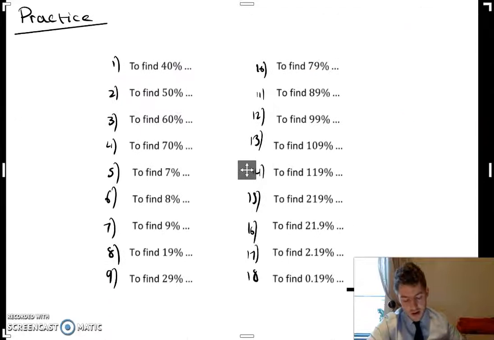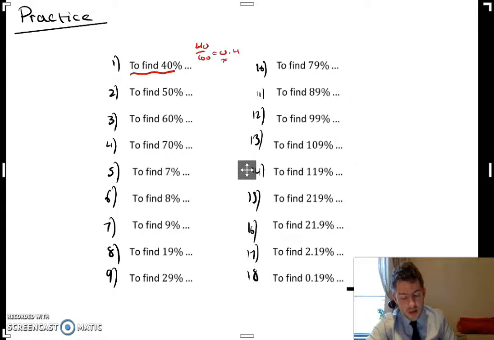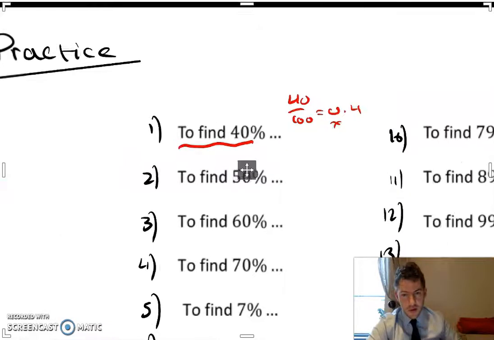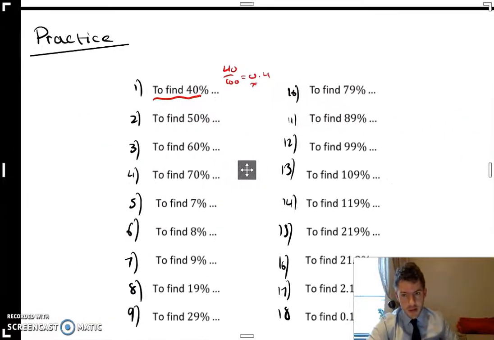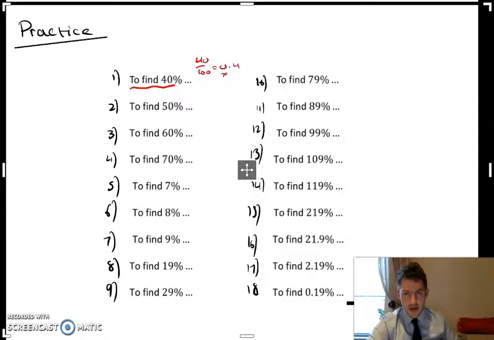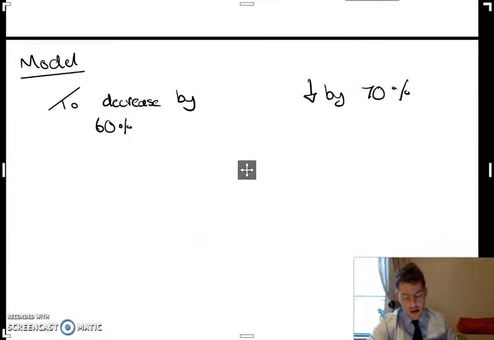So practice questions, it looks like a lot, but you should fly through these. Find me the multiplier. So the first one I can see, 40 over 100 equals 0.4. That's what you're timesing it by. I've already done the first one for you. Okay, so come back out and then you're going to fly through the rest of these. Like I said, all you're doing is dividing by 100. Answers are here to self-mark, and then let's move on.